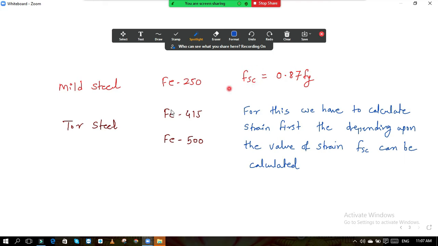Okay, when is the problem? When the torr steel is there, and in most of the cases we don't use mild steel, torr steel is there. Okay, but when the torr steel is there, what is the grade of steel? It is Fe415 and Fe500.